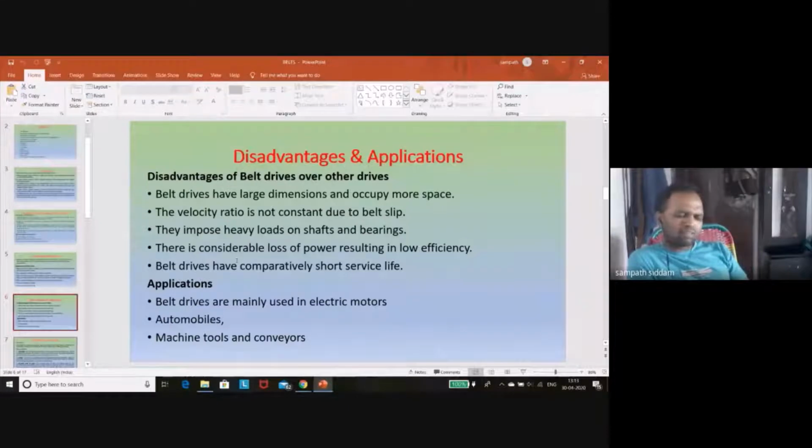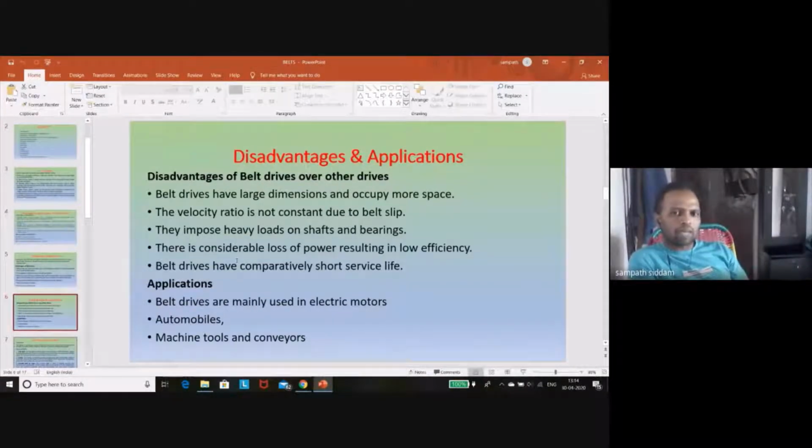The disadvantages you listed in the case of flexible drives can also be listed here. They can impose heavy loads on shafts and bearings because of the continuous contact and the number of intermediate links in between, and there is some loss resulting in low efficiency. The efficiency of belt drives is quite a bit lower than that of gear drives, because gears are more in contact and the transmission is smooth with more power. But in this case you have intermediate links transferring power from one end to the other.